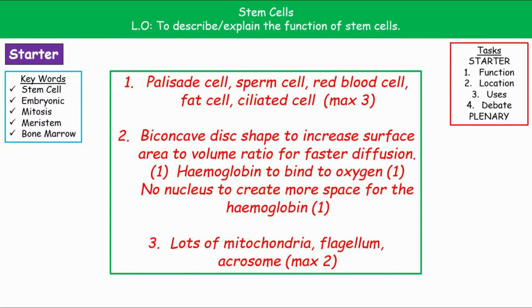Then for question 3, we've got to state 2 of these adaptations of our sperm cell, any 2 of these, having lots of mitochondria, a flagellum and an acrosome. So add up your scores and give yourself a total.